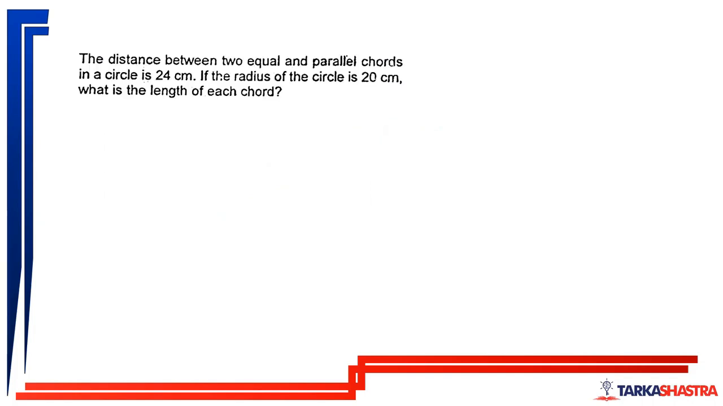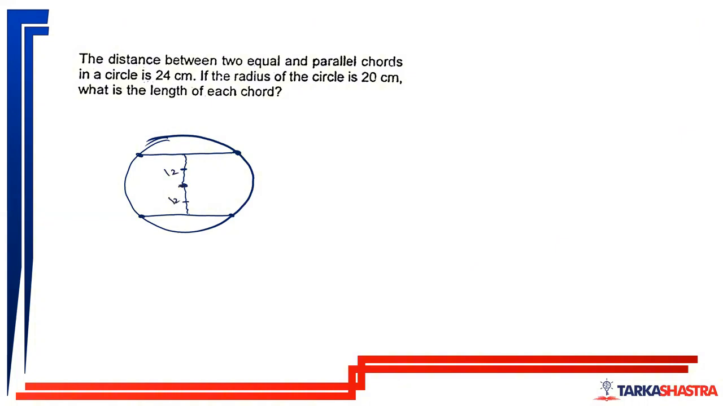Moving forward. The distance between two equal and parallel chords in a circle is 24. So these two chords must be equal and they are also parallel. Now equal chords are equidistant from the center. These two distances are the same. Now if the total distance is 24, this will be 12, this will be 12.